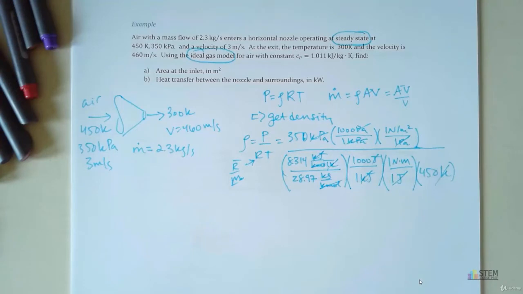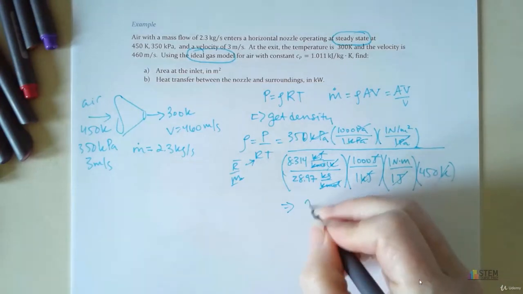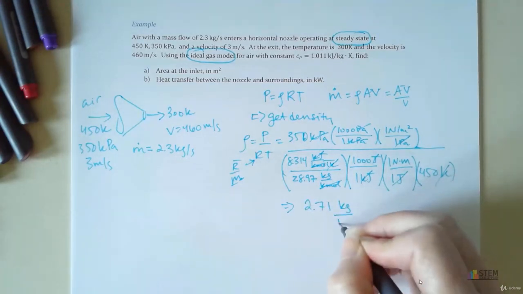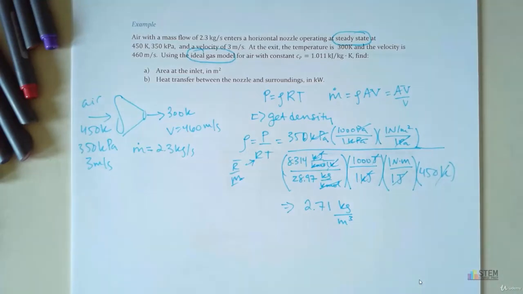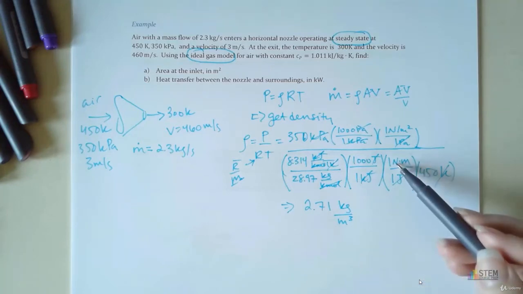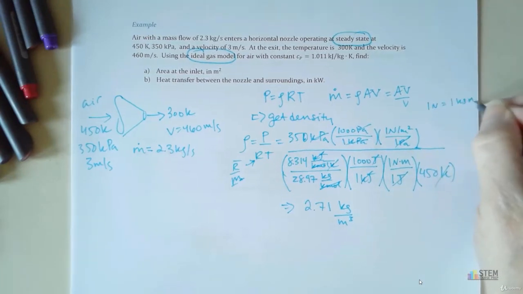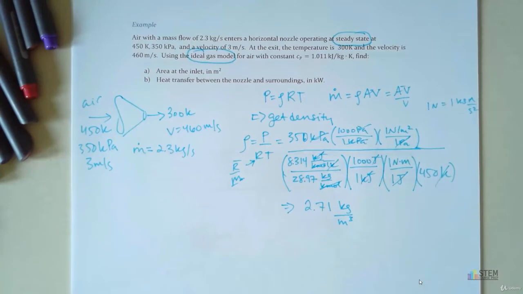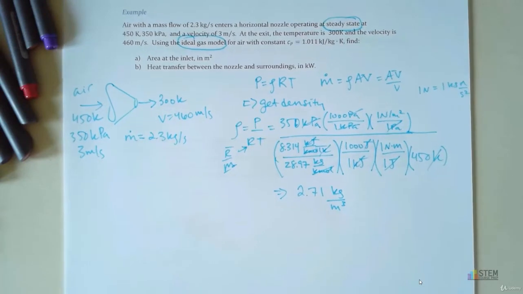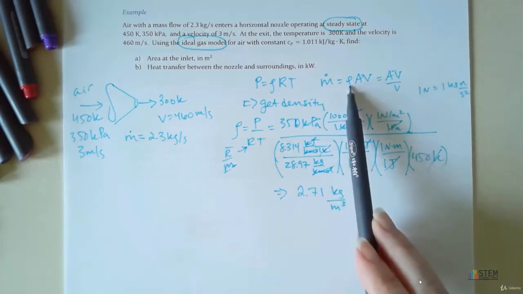All right, so now what you're left with when you work everything out is 2.71 kilograms per cubic meter. And you're probably wondering, where is this kilograms from? Remember, newtons has kilograms in it. So 1 Newton is 1 kilogram meter per second squared. All right, so I'll let you guys look through the units, see how you get that, if you're not seeing it right now. Okay, but now we've got density. So this is our density at the inlet. So we're going to plug this number into this m dot equation.